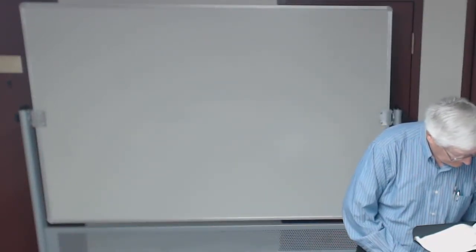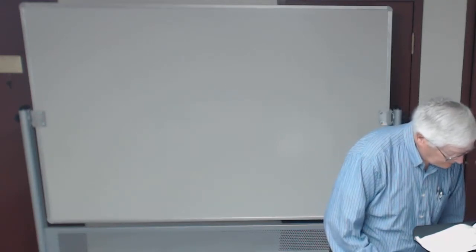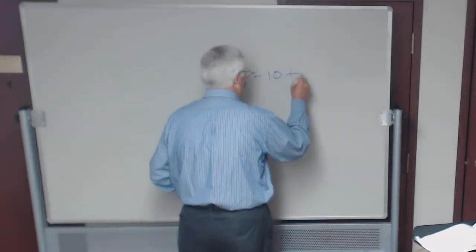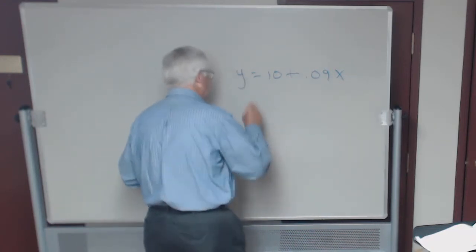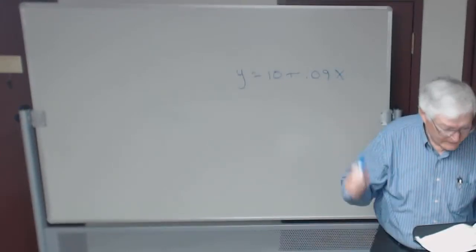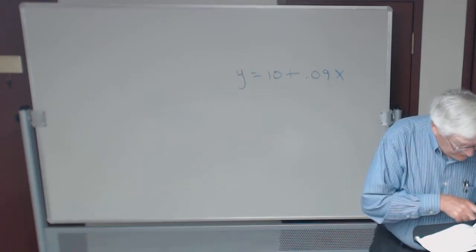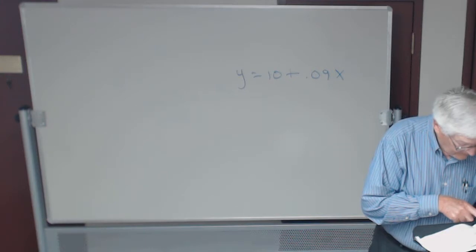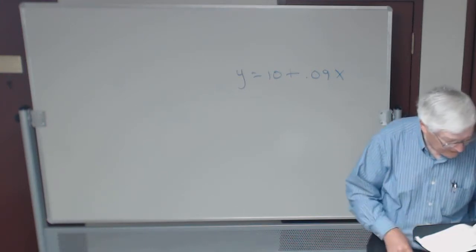Number 15. A linear regression line. Oh, it already calculated for it. Y equals 10 plus 0.09x. Everybody follow that? They've already told us what the regression line is, haven't they? The regression equation. And they're using that to predict the final exam score on the basis of the score on the first test. And let's say Maria's score on the first test was 90.